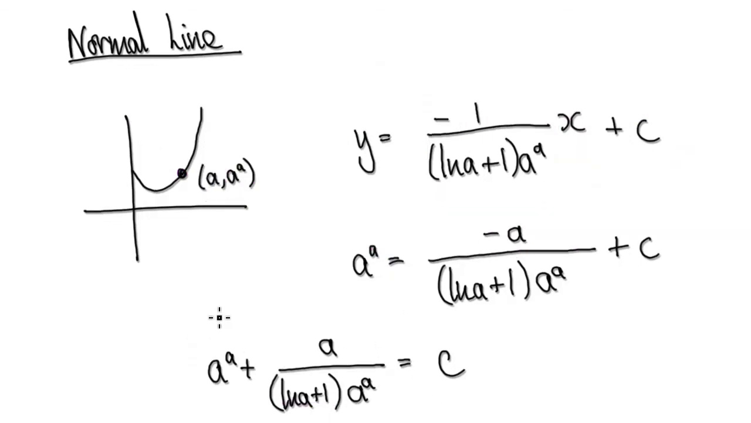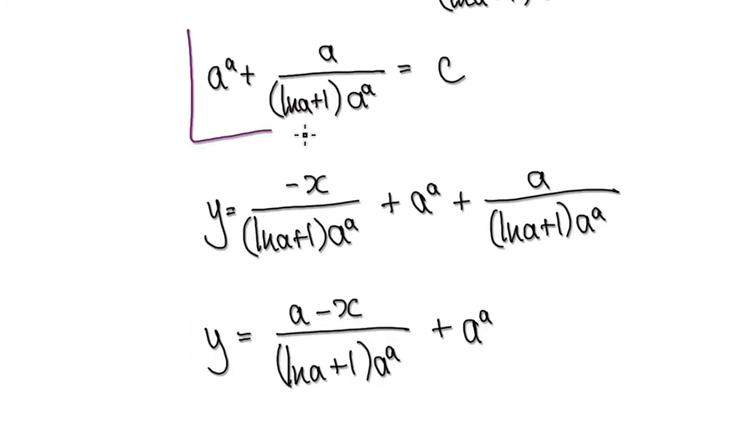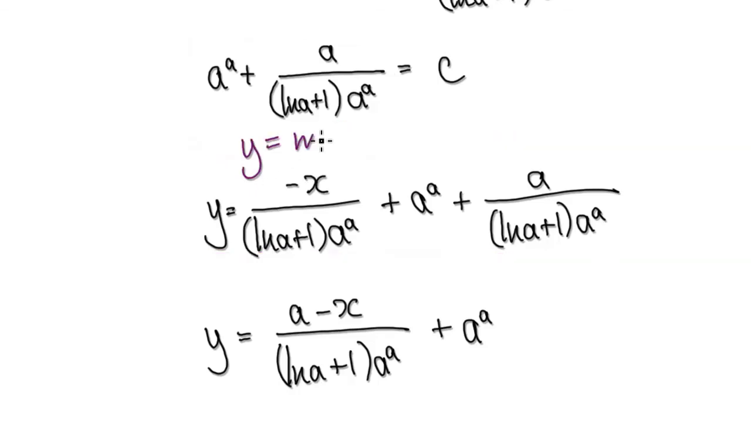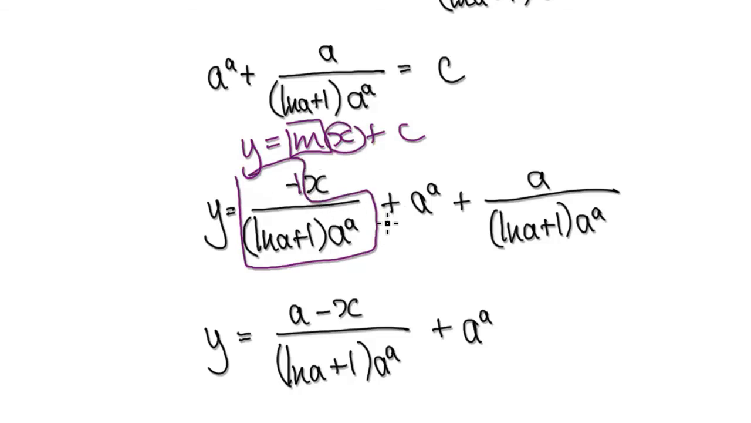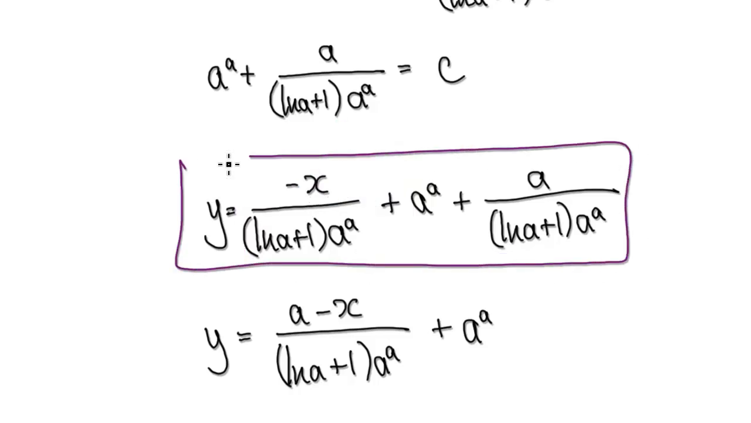So now you can... Let me think. What did I do? This is our c. So the equation of our line is given by this thing here. Okay, let me take it one step back. mx plus c. We know the m already. This is our m here, and then this is our x here, and then this is our c. This whole thing here is our c. Okay, so the equation of that normal line is given by this.